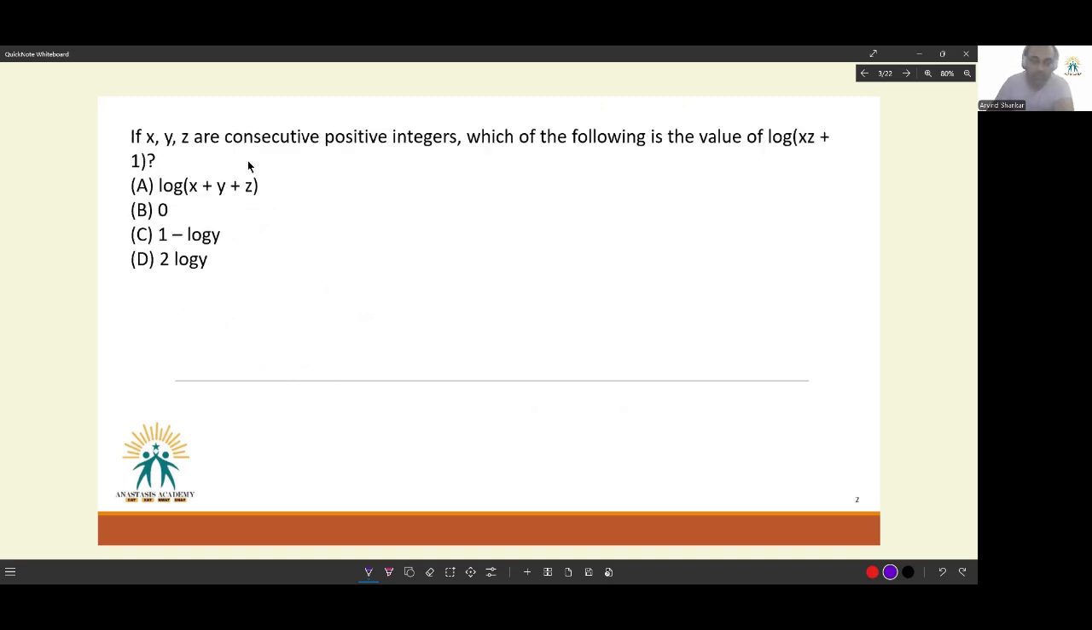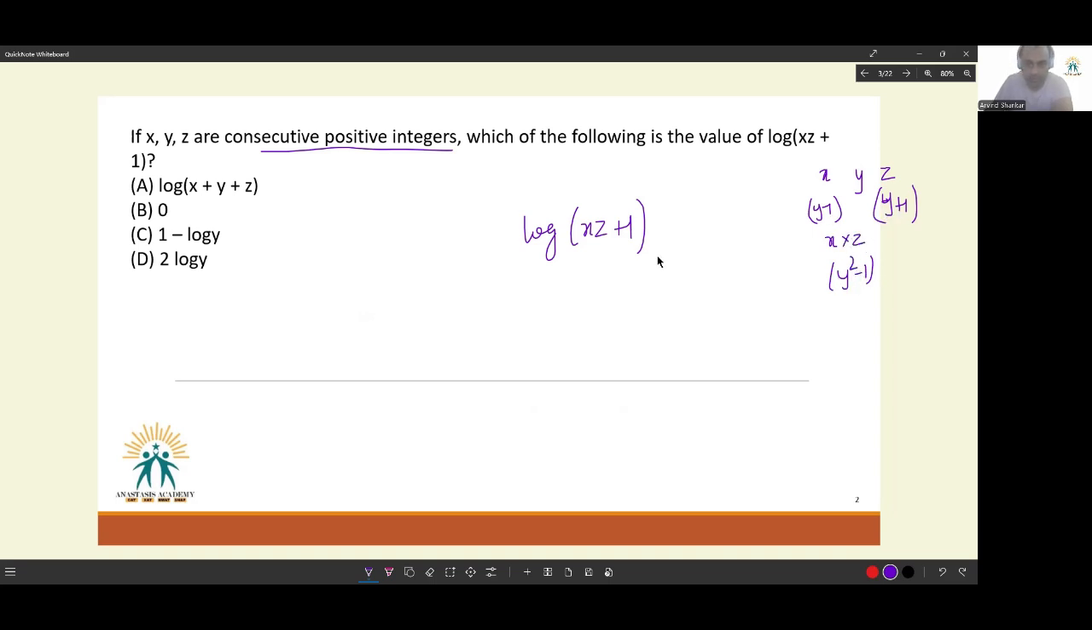Next, if x, y, z are consecutive positive integers, which of the following is the value of log x, z plus 1? Okay. Now, there are two ways of doing it. One is algebraically, one is value fitting. Algebraically, x, y, and z are three consecutive positive integers. So, x will be y minus 1, z will be y plus 1. So, when I'm looking at xz, x into z is y minus 1 into y plus 1.